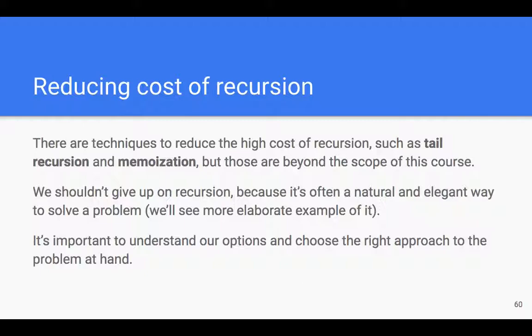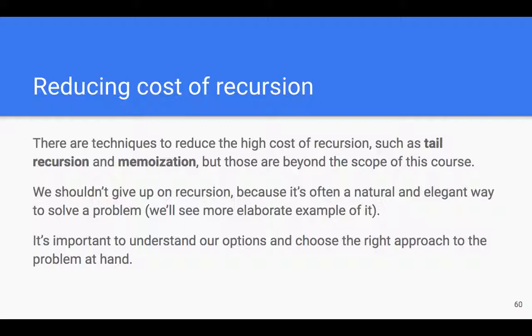So is that it though? Should we just give up on recursion? Well, no, not quite, because there are actually techniques to reduce the cost of recursion, both its cost of memory as well as the cost of speed. Some of these techniques are called tail recursion, memoization, etc. But those techniques are beyond the scope of this course. And even without those techniques, we really should not give up on recursion, because it's often a very natural and very elegant way of solving a problem. Sometimes the recursive version would be a whole lot simpler than the iterative version. And in a separate video, we will see a more elaborate example of using recursion to solve problems.